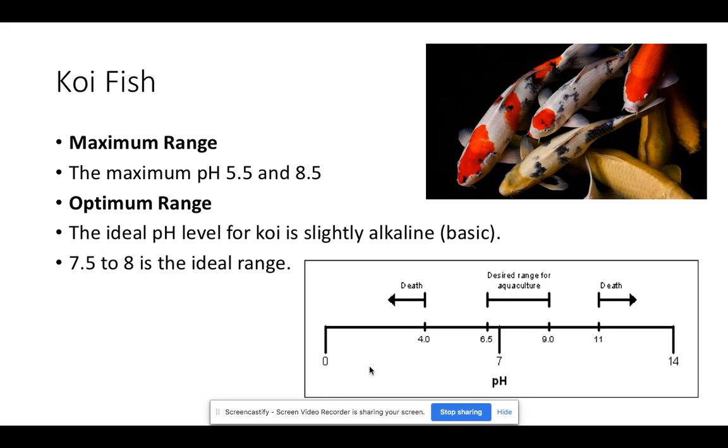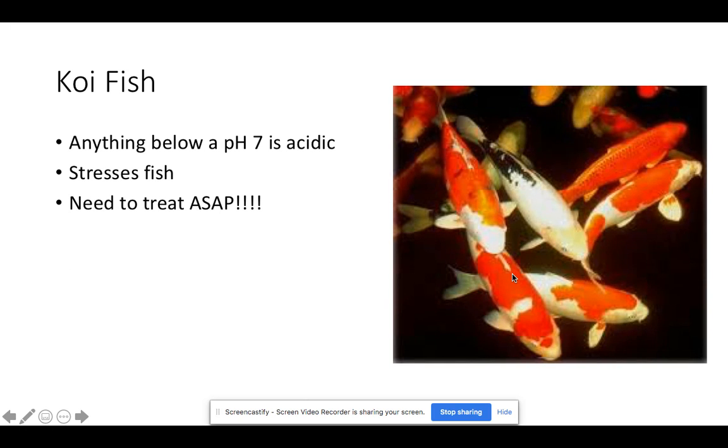Our koi fish have a maximum pH range between 5.5 and 8.5, but their optimal range is slightly alkaline or basic. So around 7.5 to 8 is the ideal range for our koi. If you look at below 4 and above 11, that can lead to death. We want to be right in the middle here. Anything below 7 is acidic and will stress our fish out and could make them sick, so we need to make sure we treat our water ASAP.